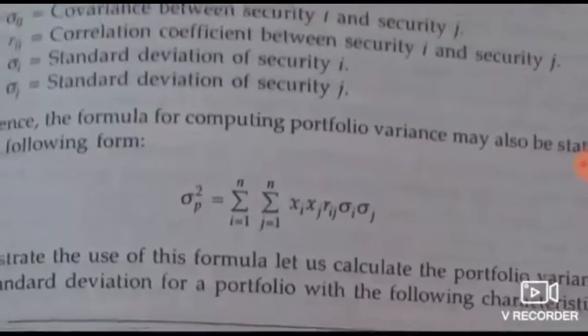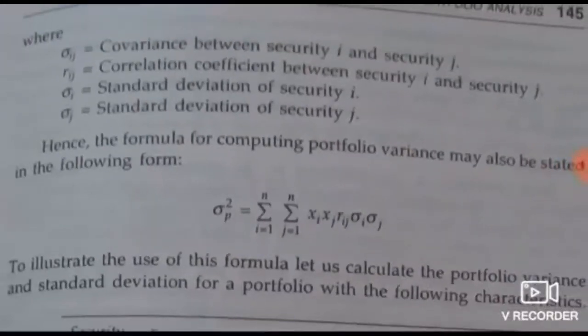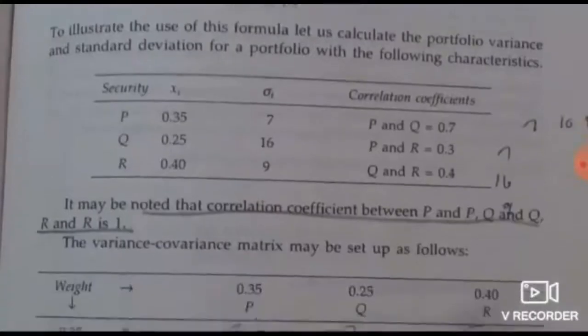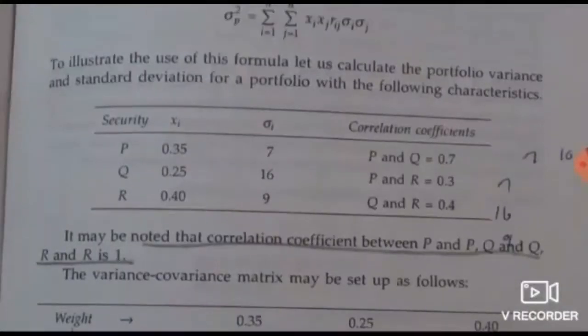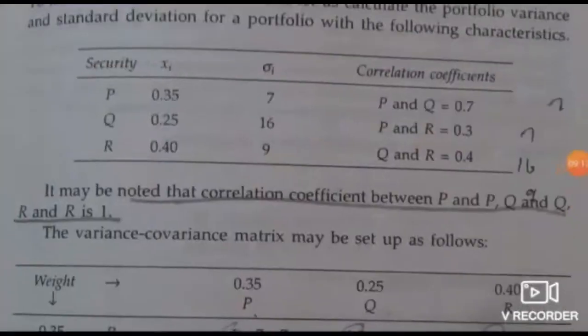sigma i equal to 1 to n, j equal to 1 to n, xi xj into rij sigma i sigma j. So we can see that in the example they have given here xi, that is the proportion, 0.35, 0.25, 0.40. So in this case they have given the standard deviation, the proportion and the correlation coefficients between P and Q, P and R, Q and R.